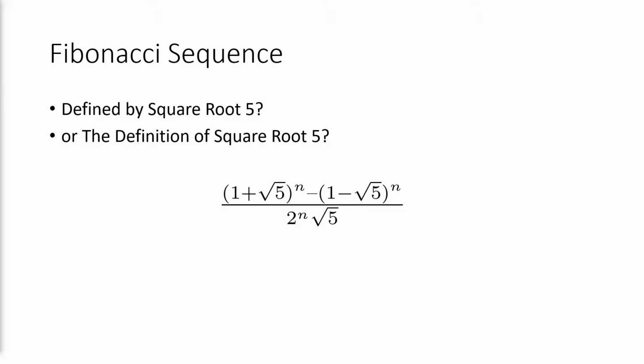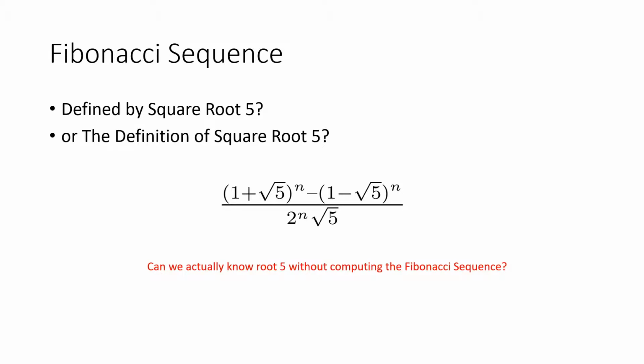Now, I'm not being closed-minded about this. There very well may be a good answer. But the question came to mind. Can we actually know root 5 without computing the Fibonacci sequence? Even if just accidentally? I'll leave this as an open question. However, I suspect that definition might be too strong of a term in this case. Take that with a grain of salt. I'm just a programmer and not a mathematician.